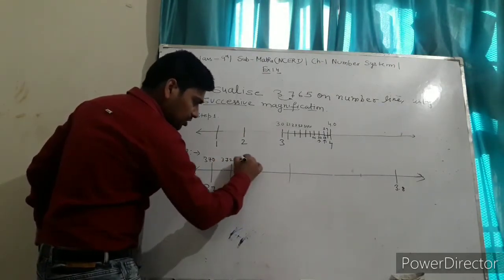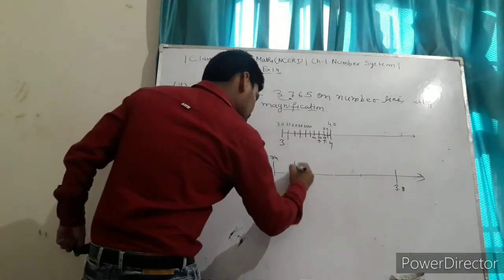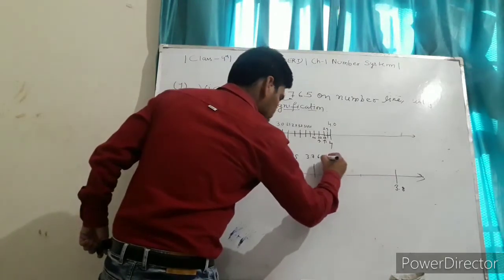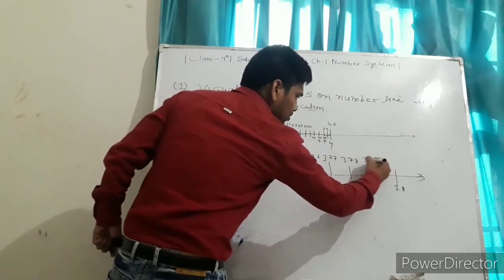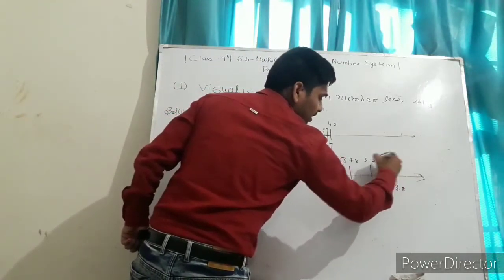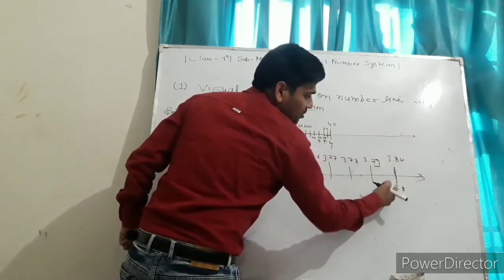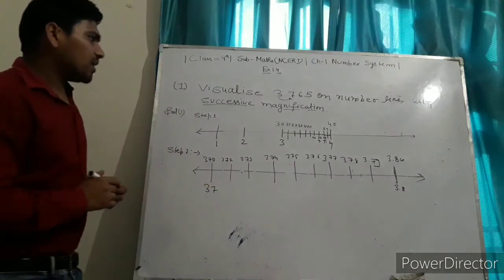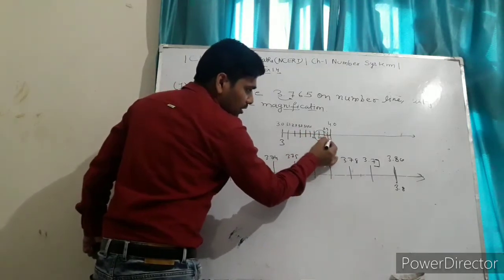Then 3.73, 3.74, 3.75, 3.76, 3.77, 3.78, 3.79, and after 3.79 comes 3.80, and you know 3.80 is 3.8. Okay, so I have visualized it.